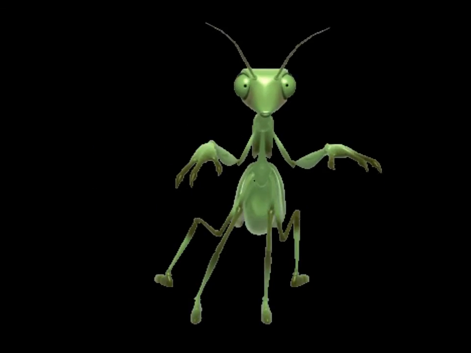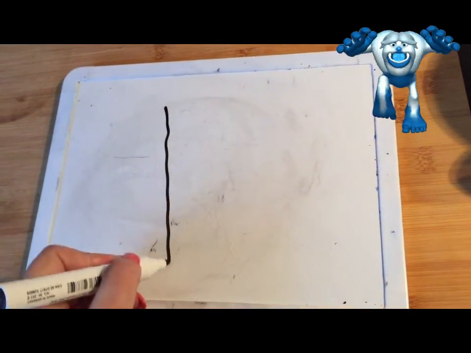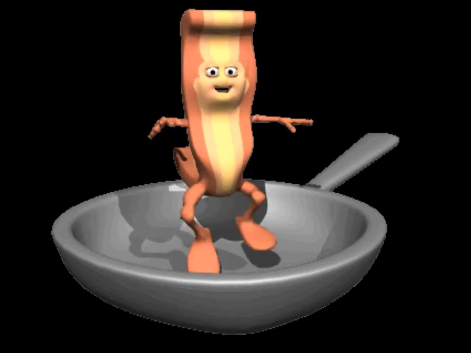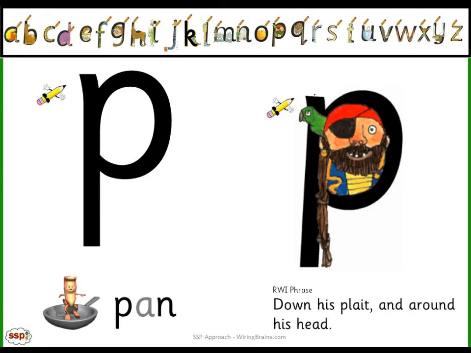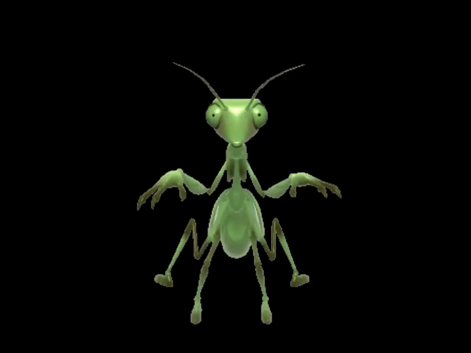Are you ready? Monster, p. P, pan. Down his plait, up and round his head. Down his plait, up and round his head. Did you do three? Rub it off.